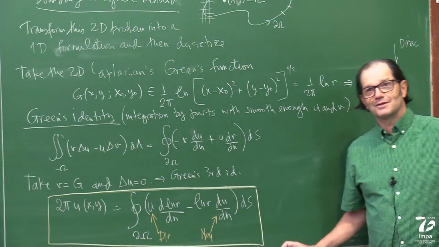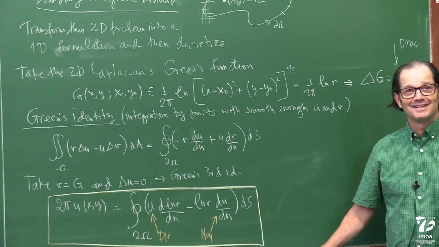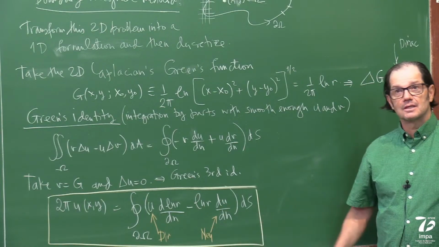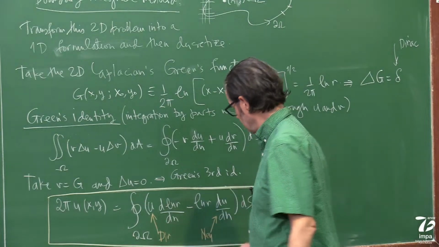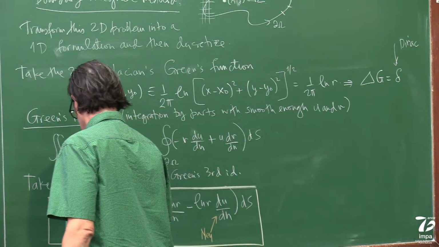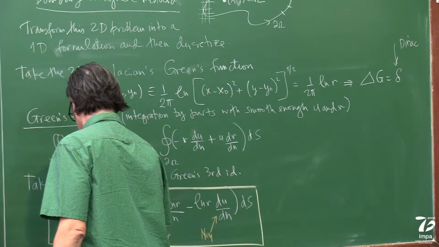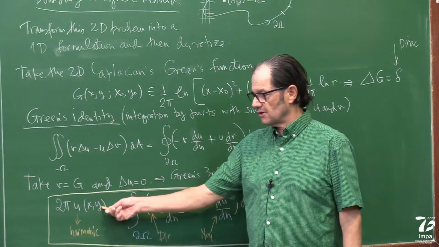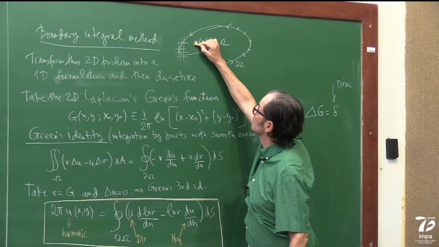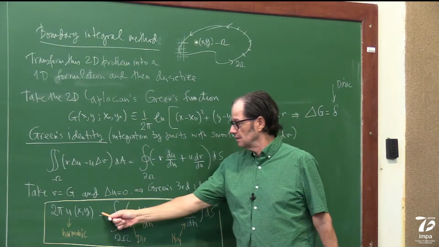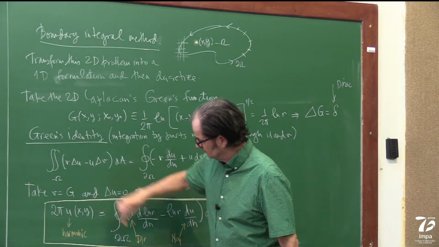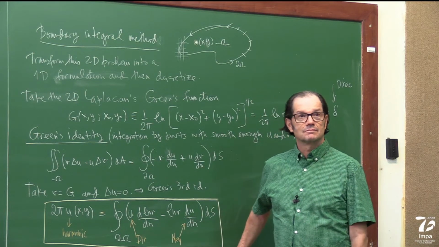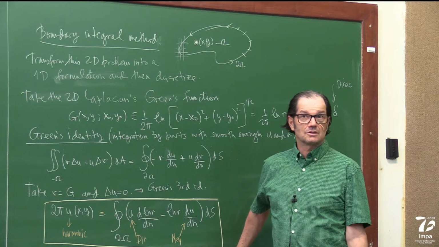And neu, in German, means new, but this is Neumann, right? So what does this say? This expression says that the value of the harmonic function inside is completely determined by the Dirichlet and the Neumann data. That's interesting. That's good news.